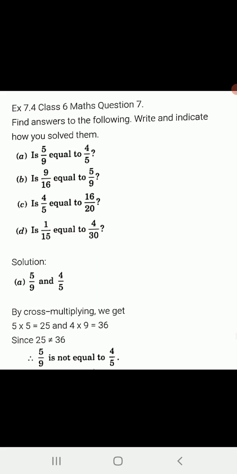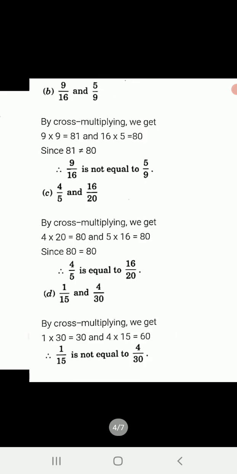We will cross multiply them. We have already learned the cross multiplication method in the LCM method. So now we will implement the cross multiplication method. So 5 into 5 is 25. 9 into 4 is 36. Here 25 is not equal to 36. Isn't it? Yes. So we can say 5 by 9 is not equal to 4 by 5.